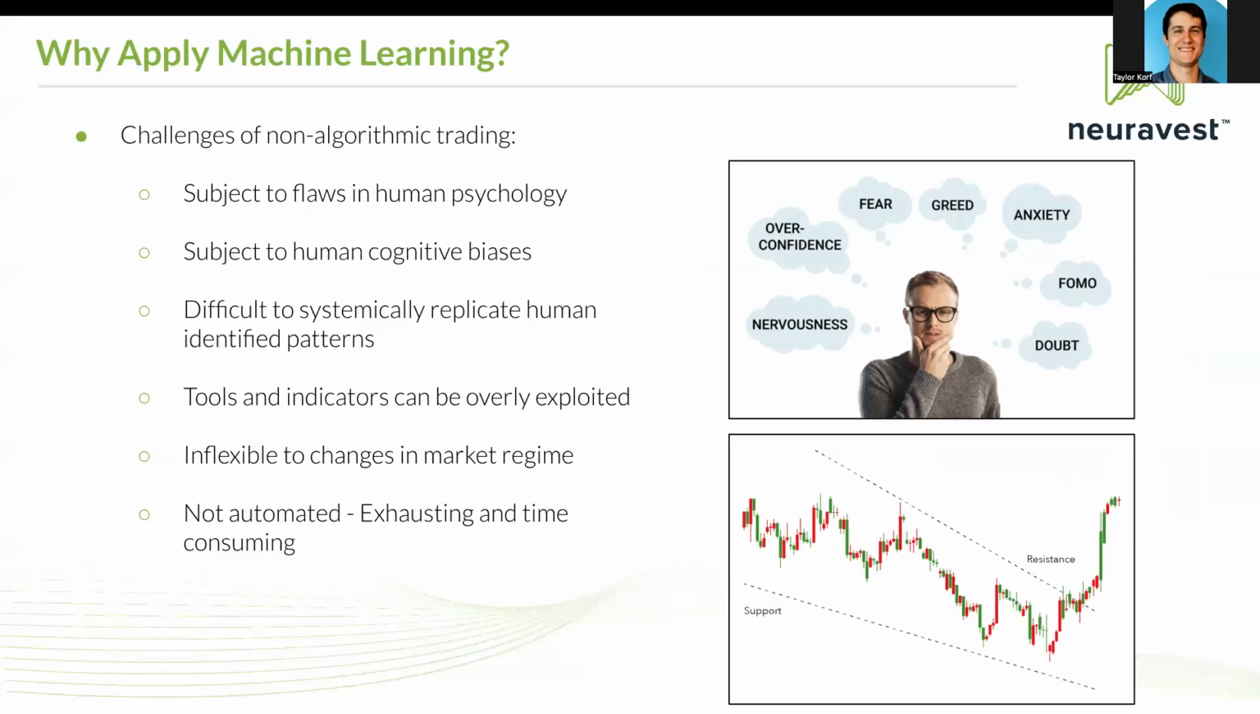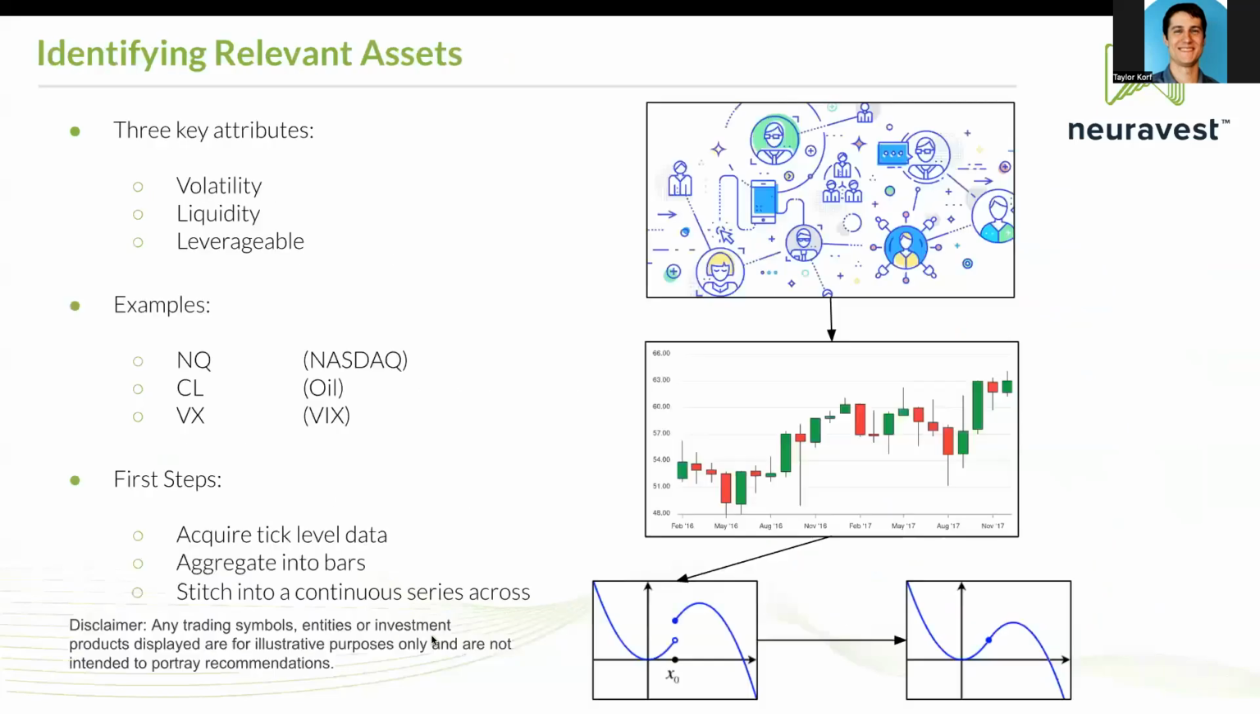So I've already said this, talking about the flaws of human psychology bias. Again, the goal here is to move on to something where we are automated and not having to be present 100% of the time. I'll hand it over to Otar to talk about identifying relative assets.